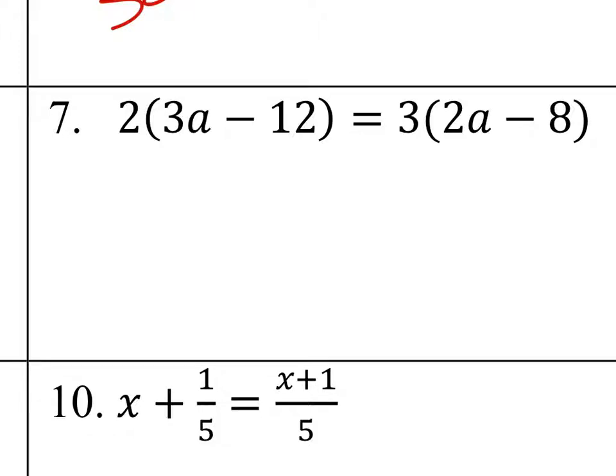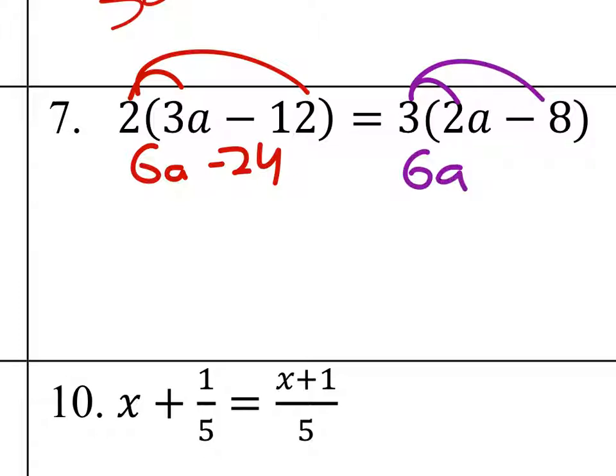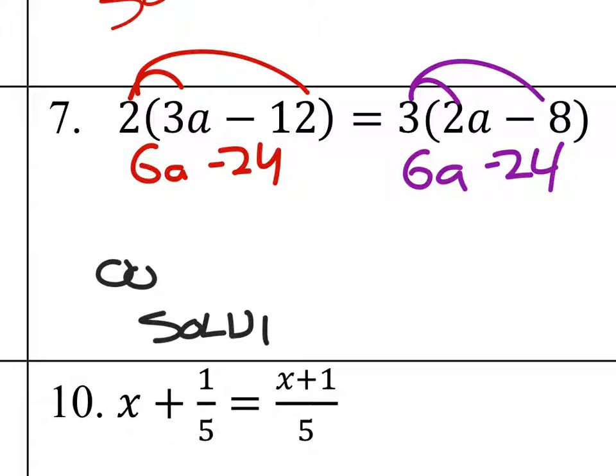All right, number 7, how many solutions? Let's take a look. Let's distribute this and see where it takes us. 6a minus 24 and 6a minus 24. Again, this is the same. Therefore, we would have infinite solutions. Bam.